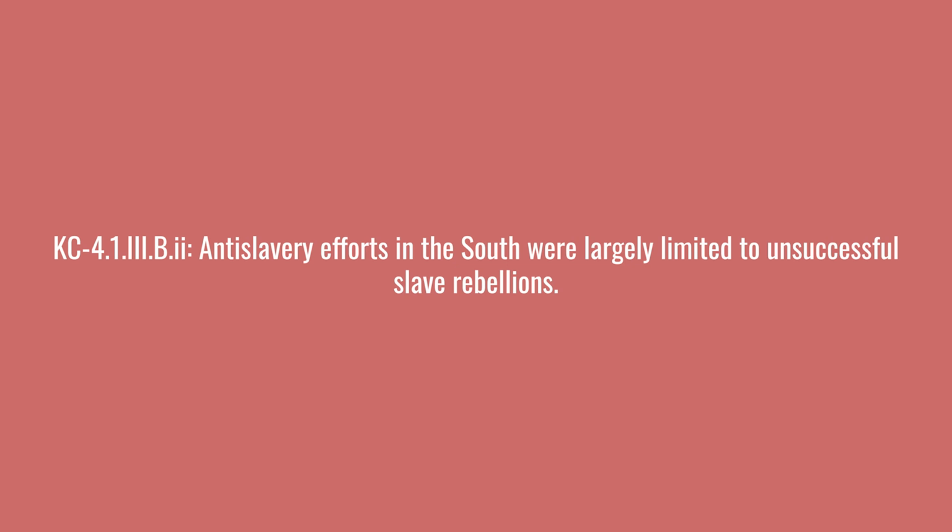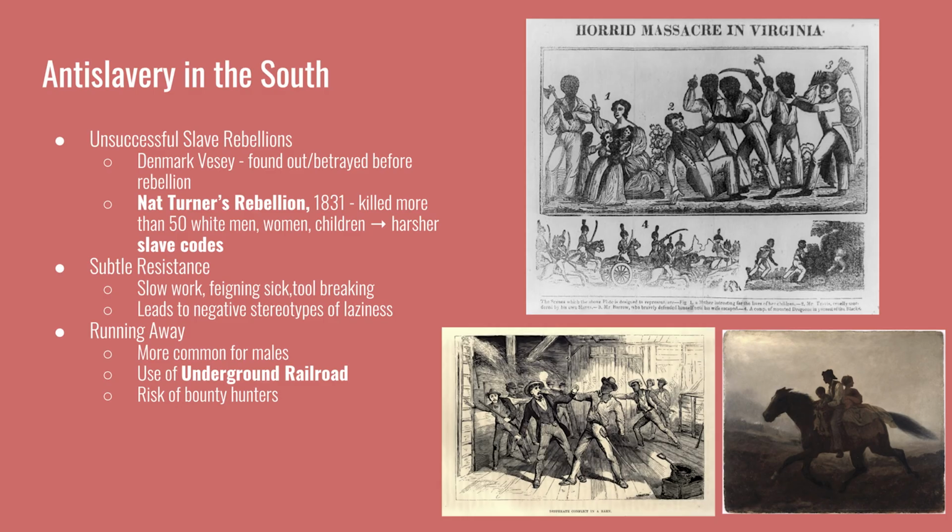The first of two key concepts covers anti-slavery in the South. It says anti-slavery efforts in the South were largely limited to unsuccessful slave rebellions. Unsuccessful slave rebellions usually failed because the people planning them were found out, or they were betrayed before the rebellion was carried out, as was the case in Denmark Vesey's rebellion. The most famous rebellion of this period is Nat Turner's rebellion in 1831.